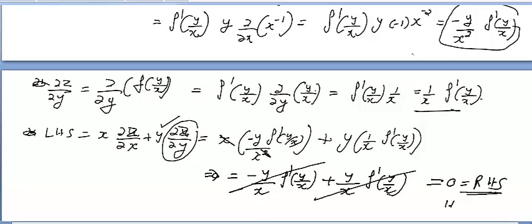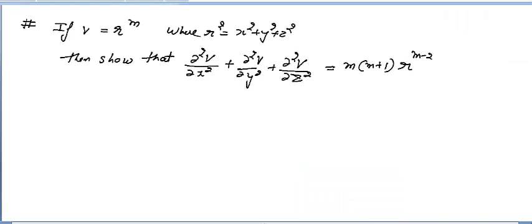Hence proved. This is a very interesting question. You can do such kind of a question in future also. This is another very important question, and I think this question came 3-4 times in the previous final examinations. So let's do it. We have to prove that this is equal to this, and the value of v is given and the value of r square is given.